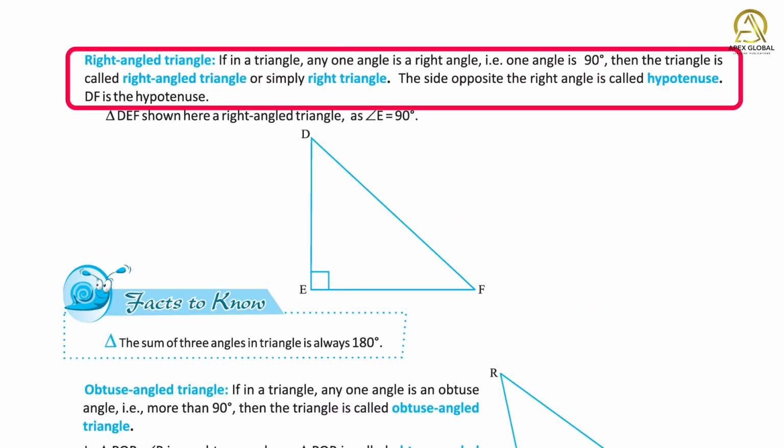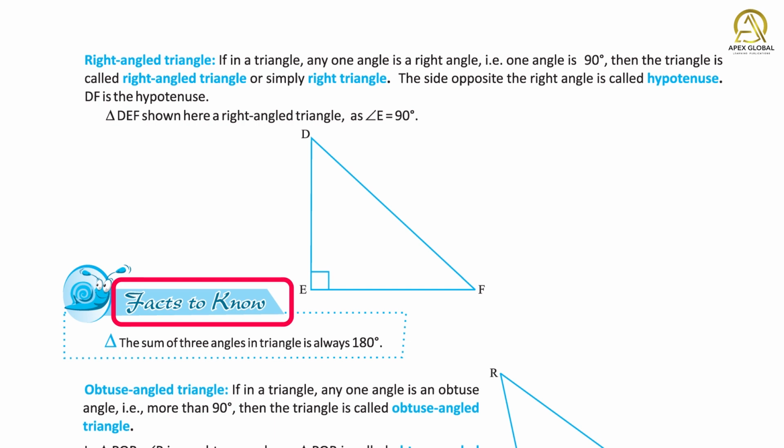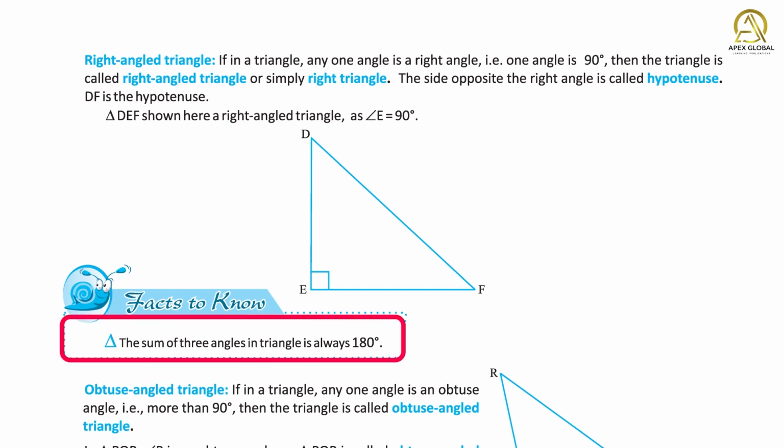Right angle triangle. If in a triangle any one angle is a right angle, that is, one angle is 90 degree, then the triangle is called a right angle triangle. The side opposite the right angle is called the hypotenuse. DF is the hypotenuse. Triangle DEF shown here, a right angle triangle, has an angle equal to 90 degree. Facts to know: the sum of three angles in a triangle is always 180 degree.